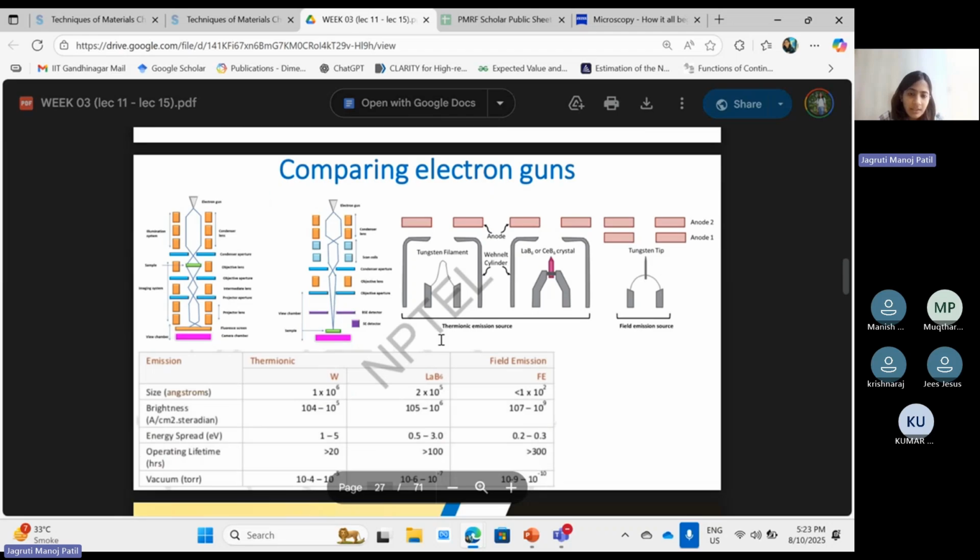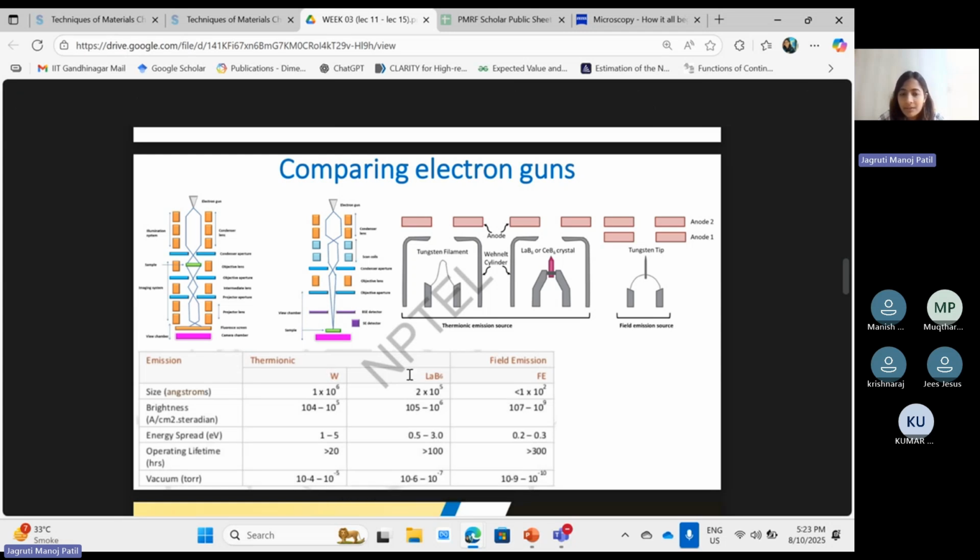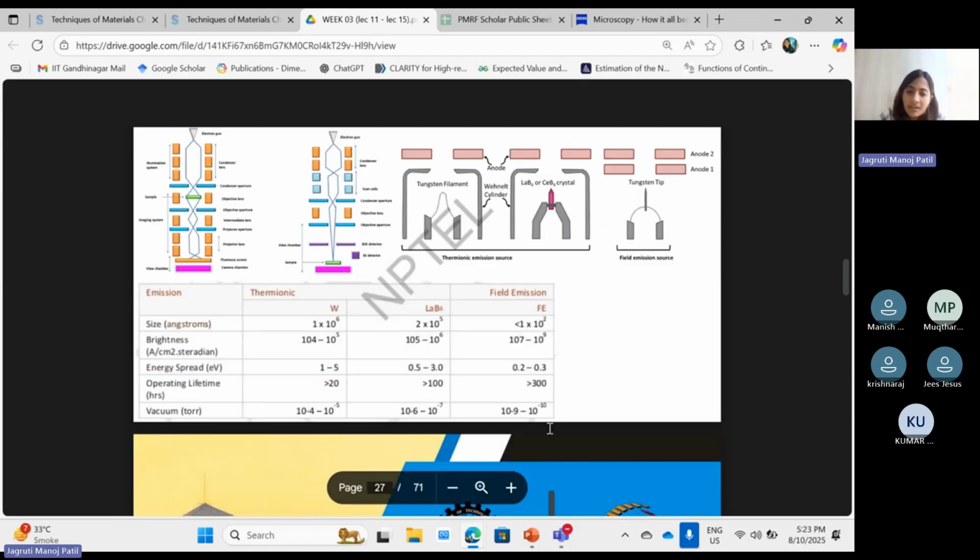So this is how there are different beams, and how the voltage changes, and how people have conventionally been using the tungsten ones. Then we went to lanthanum boride, and then there are the field emission ones. So brightness increases and the energy spread decreases. However, your vacuum requirement is higher with respect to them, so it's not that expensive either.